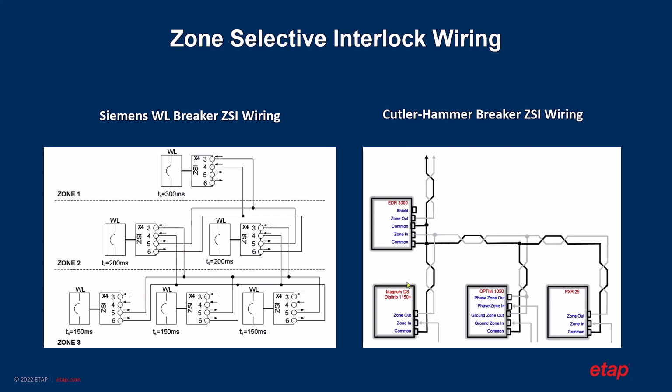And on the right side, we have the Cutler-Hammer breaker wiring schemes. You see there are different models from the Cutler-Hammers. Some of them have phase and ground separate terminals. Some of them just have the zone in, zone out, which is the phase/ground terminal combined into one.